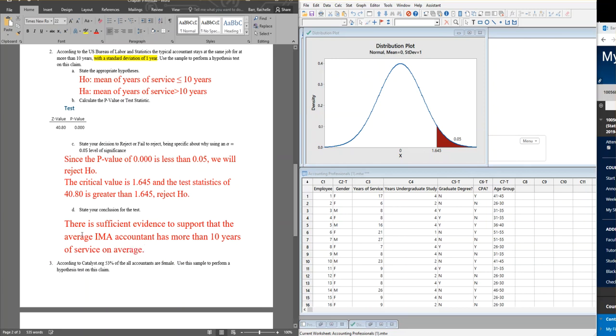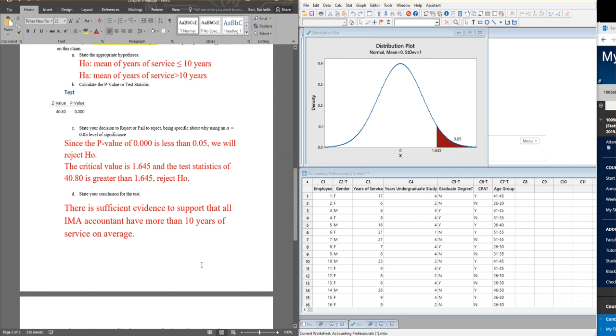It says average here. I should say all IMA accountants have more than 10 years of service on average. Okay, I like that better. Sometimes you've got to wordsmith these a little bit because it's got to say the average is on the 10 years, not the IMA accountants. And you need to say what you're supporting and whether your evidence is enough. This one's so much evidence, it's not even close.